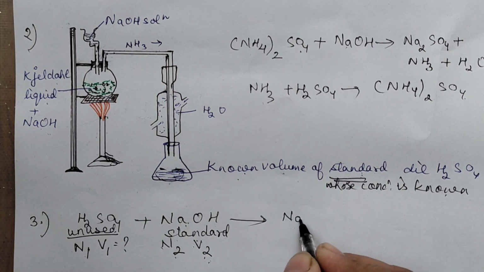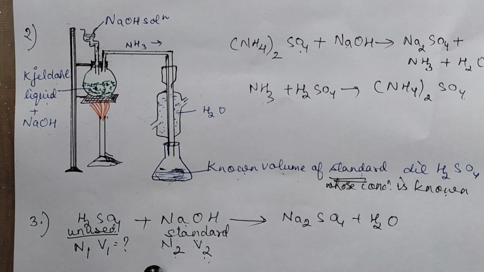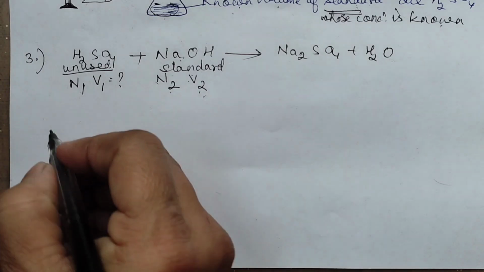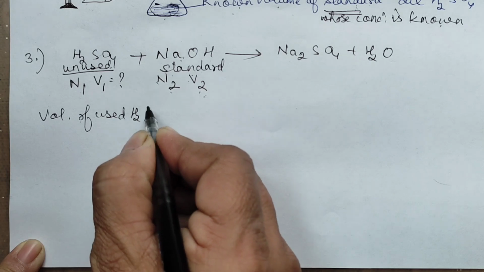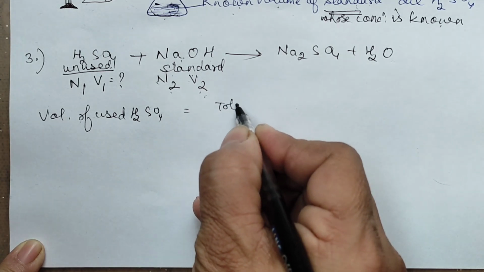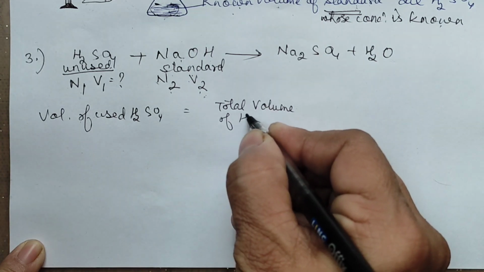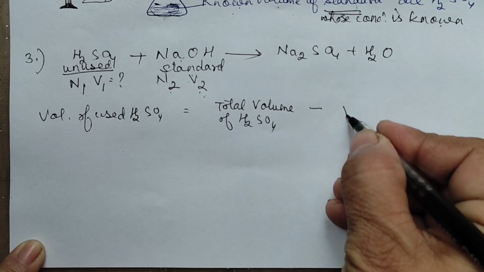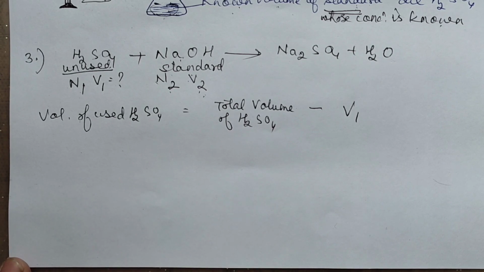What is the product here? It is forming Na2SO4 plus H2O. Right? So this was the third thing where we calculate the volume of the unused sulfuric acid. Using that unused, we can calculate the volume of the used. So how can we calculate that? Let me write here. So we can write volume of used sulfuric acid is equal to the total volume of sulfuric acid which we used in the beginning, that means in this step, minus what V1 we have calculated from this titration.